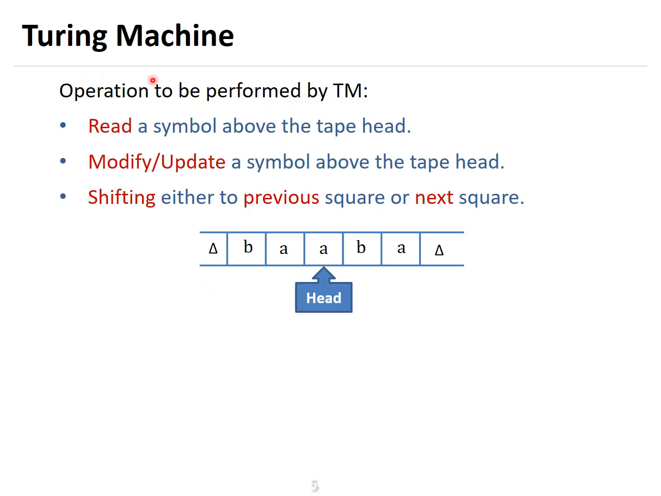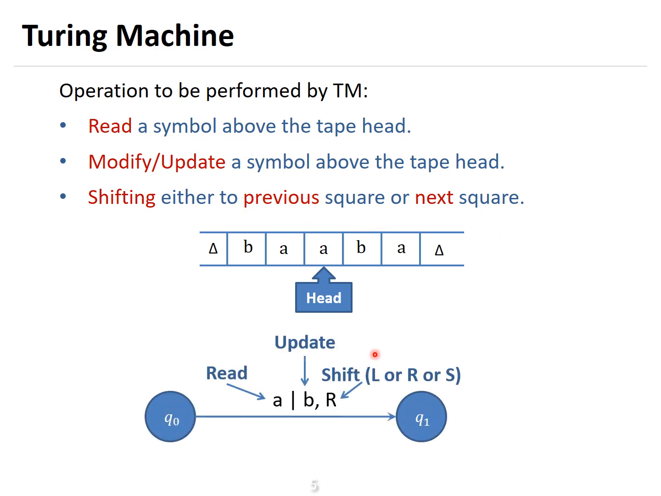So how does this read the data? Have you seen the operations performed by a Turing machine, TM? One, it can read or modify, update. Or the head can move one step to the right or one step to the left. Left means previous, right means next. Okay, so look at how it can be indicated.